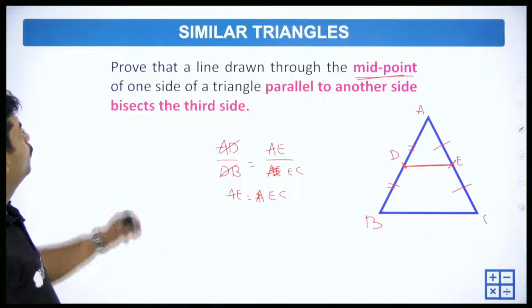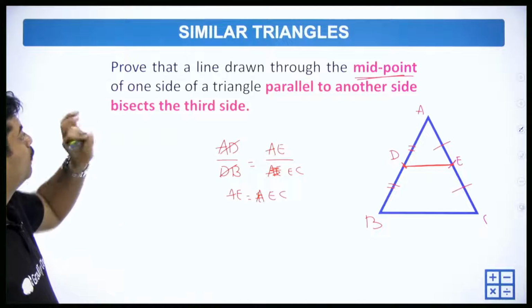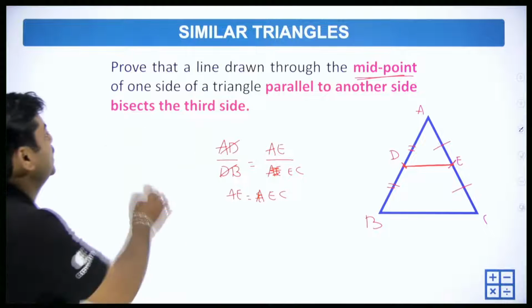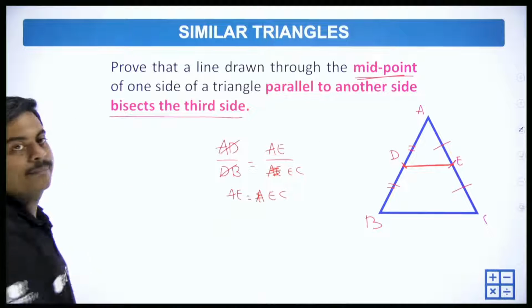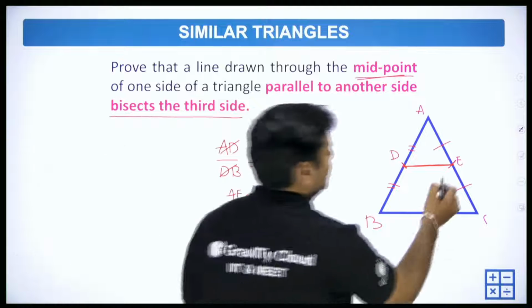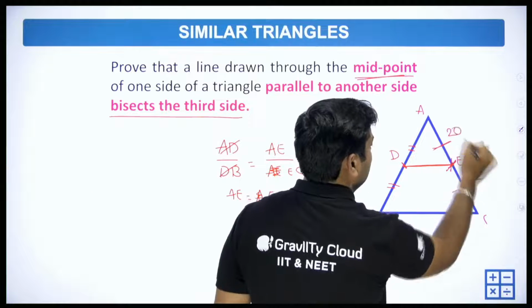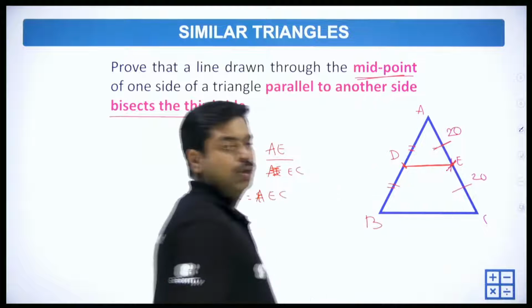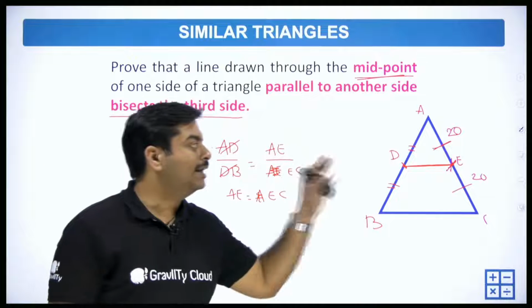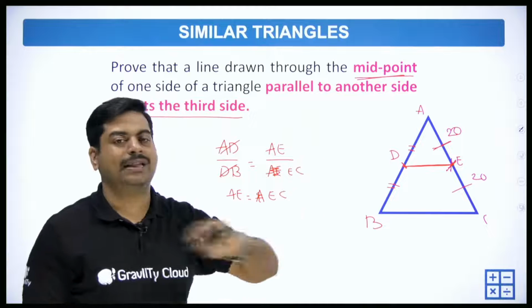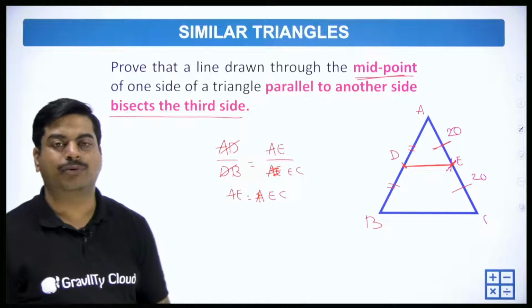Now, what we need to prove is that a line drawn through the midpoint of one side of a triangle parallel to another side bisects the third side. Yes, it is bisecting, because it is a midpoint. It is dividing in equal ratios. If this is 2, this is 2. If this is 20, this is 20. They are in the same ratio. So we can say that E bisects AC. That's it. It is enough that we have proved. Correct? Clear.